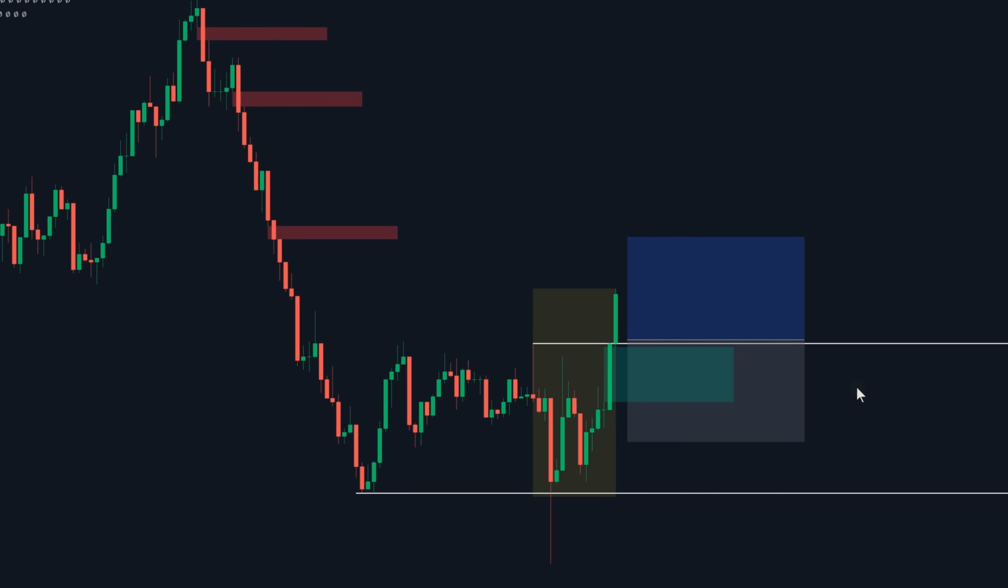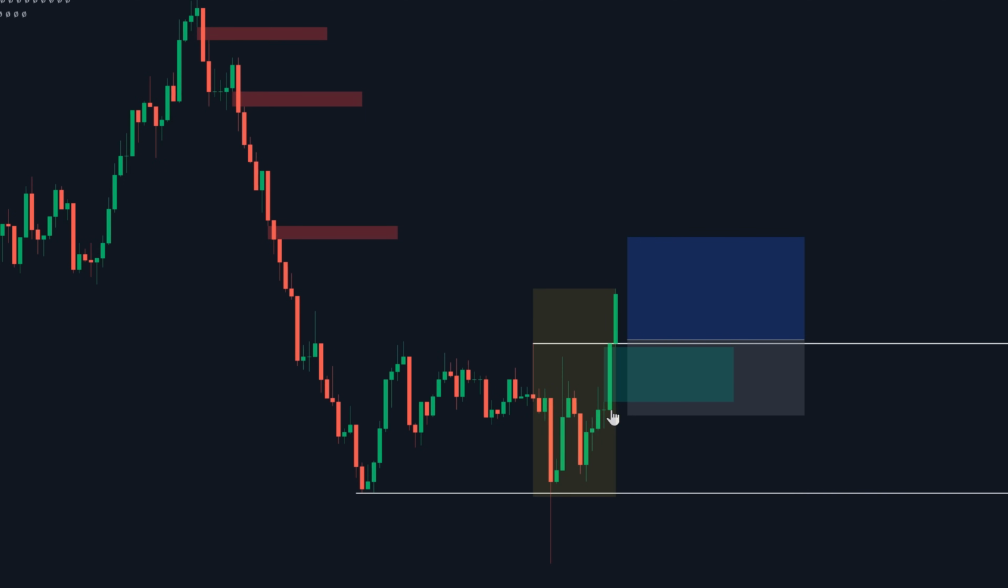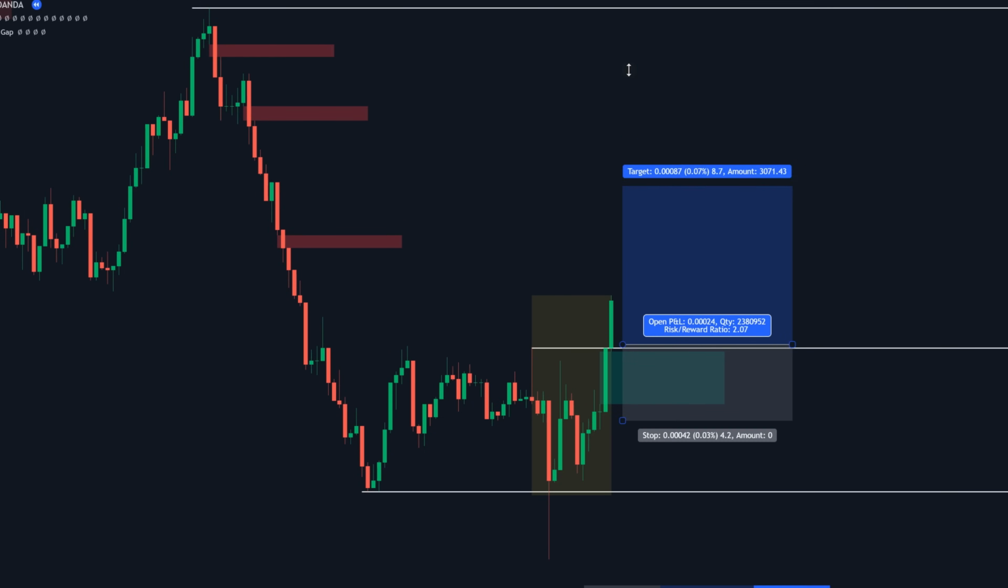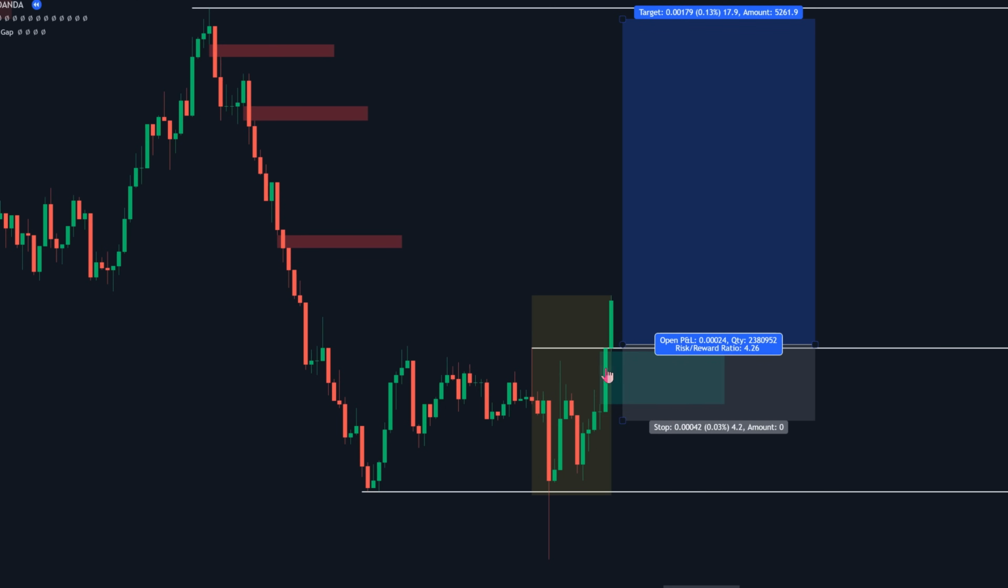The stop loss can be set just below the fair value gap or below the fair value gap candle, so right here. For the take profit, we're gonna set it just below the buy side liquidity level. Now, if the price comes back to retest this fair value gap, it will activate our buy limit order and probably head for the take profit.